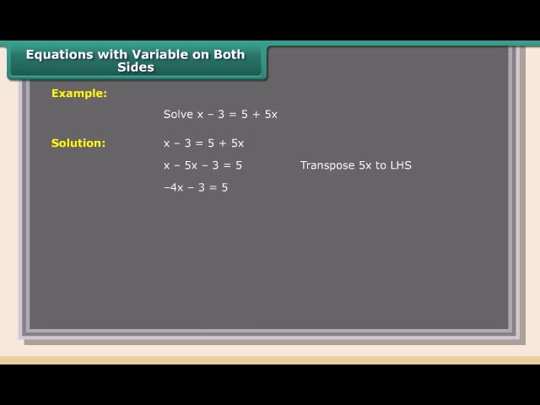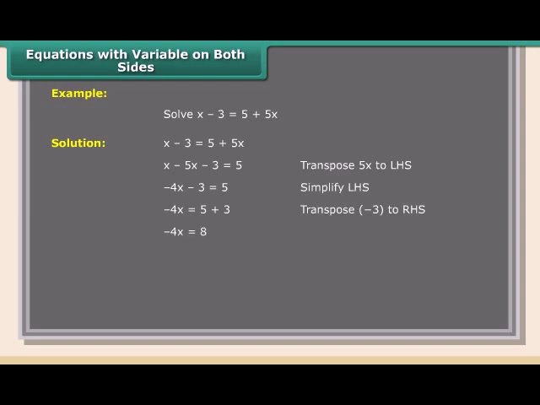Equations with variable on both sides. Example. Solve x - 3 = 5 + 5x. Solution. x - 3 = 5 + 5x. x - 5x - 3 = 5. Transpose 5x to LHS. -4x - 3 = 5. Simplify LHS. -4x = 5 + 3. Transpose -3 to RHS.